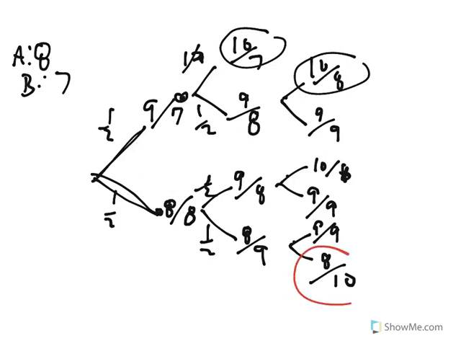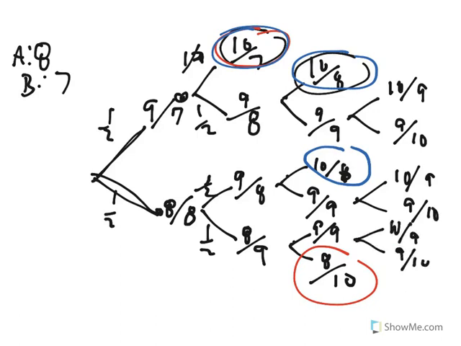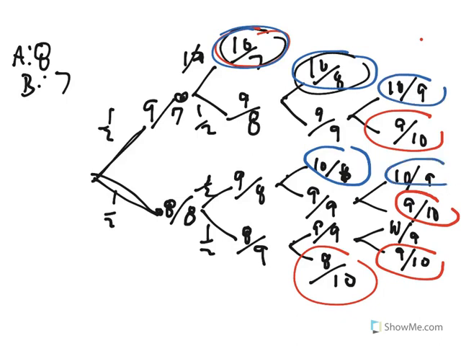Circle that in a different color. That would be B winning. These ones that are blue have A winning. And in the 9-9 situation, it's either going to be 10-9 or 9-10. Same thing with this one. And I'll circle the ones where B wins in red, and the ones where A wins in blue. Now, this is the long way.